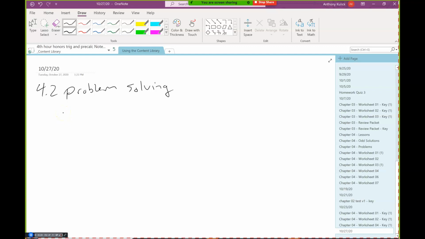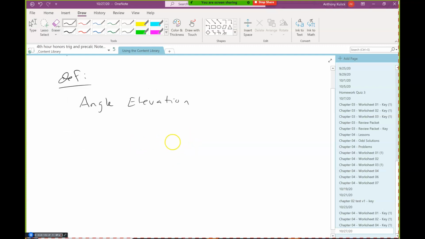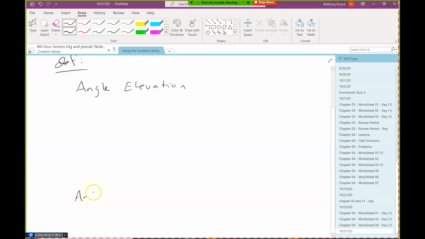So there's two pieces of vocab here that are going to be important: angle of elevation and angle of depression. And when I describe angle of elevation, I'm not going to do this in words. I'm just going to do it with a picture.